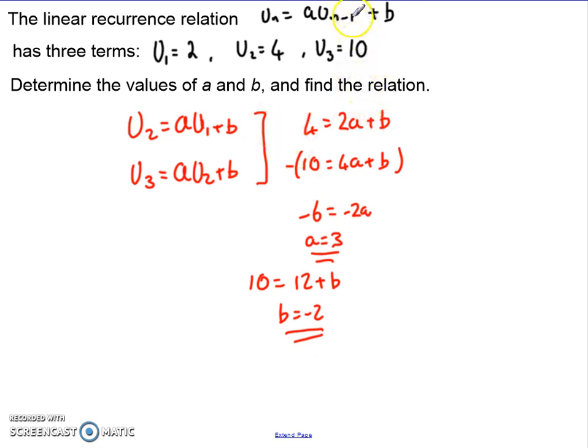Now I need to find the relation, so substitute it. So I know that un equals a, which is 3, times un minus 1, plus b, which in this case is -2, so it's take away 2. So there you go, we've got a recurrence relation: un equals 3 un minus 1, take away 2. I can then use it to calculate any consecutive terms that I want for this relationship.